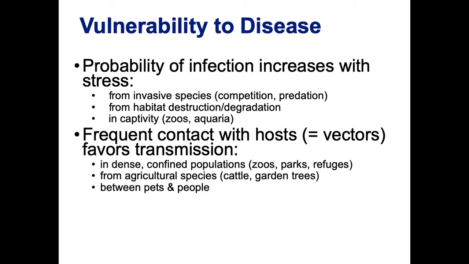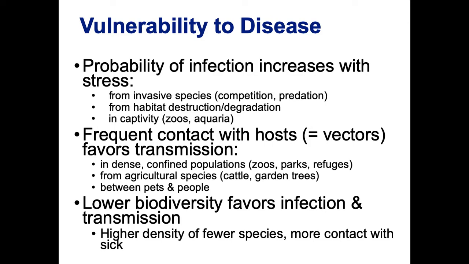So we see this in wildlife as well. In dense confined populations like zoos, parks, refuges, there's more likely to be pathogen transmission, so transmission from one individual to another. You might be more likely to get it from agricultural species into wildlife species or into native plants. People don't think about it always, but there are lots of plant pathogens as well that make plants sick, and those can get into our native plants, if they're related, like the American chestnut example. We can also get transmission between pets and people. That's a close contact situation.